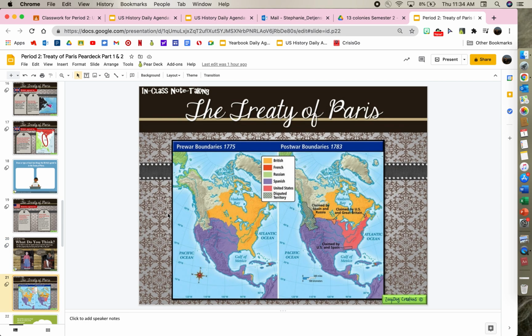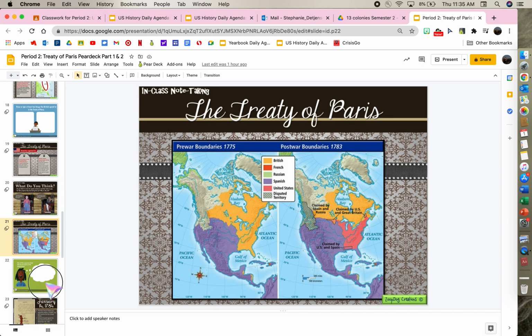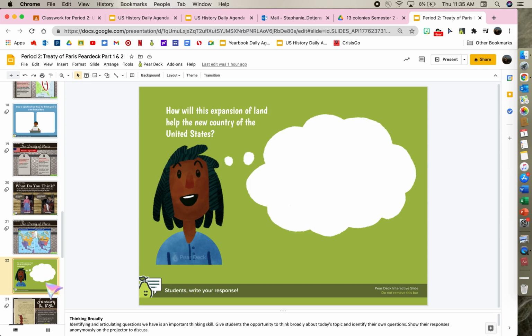Then you're going to look at this map and see how the land changed after the war for the Americans. So the United States is the kind of salmon colored, and then British the yellow. So you can see how they decreased in their land and how the United States expanded. Then you're going to answer this question: how will this expansion of land help the new country of the United States? So how does having this much land benefit the United States? Think about trade, think about travel, think about farming land and things like that.